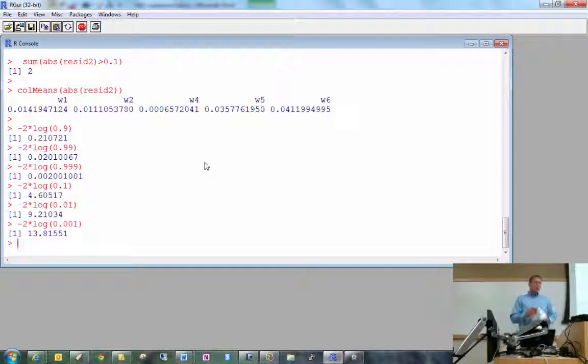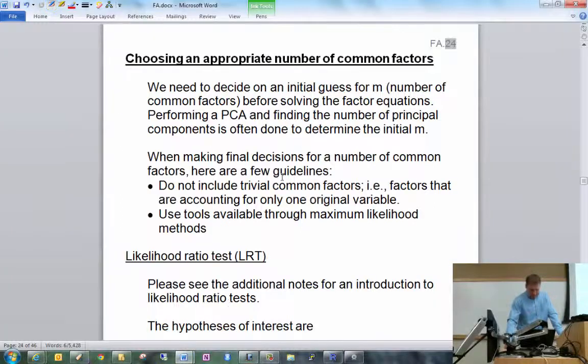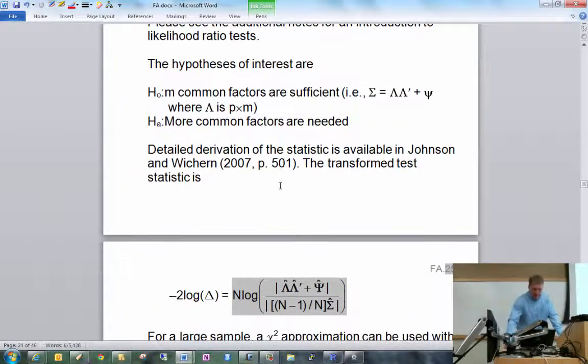Okay, let's apply this likelihood ratio test technique to factor analysis. So this is now back on page 24. And this is the hypothesis test that we're interested in. The null hypothesis is that the m factors that we have chosen are sufficient. This is my model. I have these m factors.